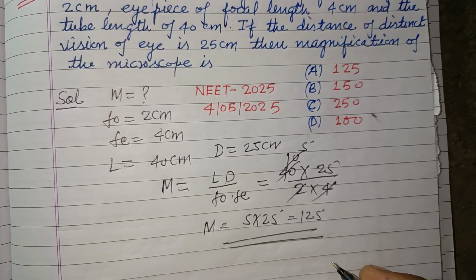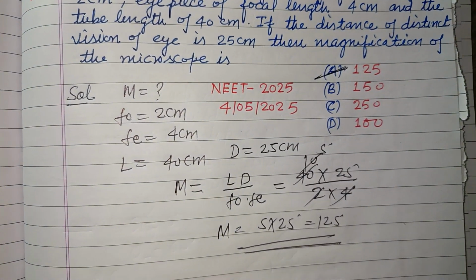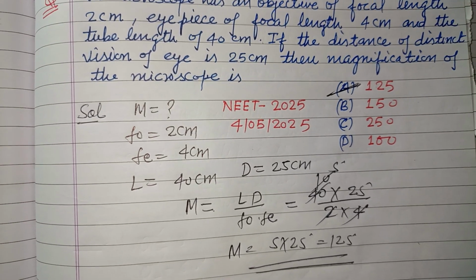Magnification is 125, which is found in option A. So option A is correct. Direct formula based question. I hope you got it.